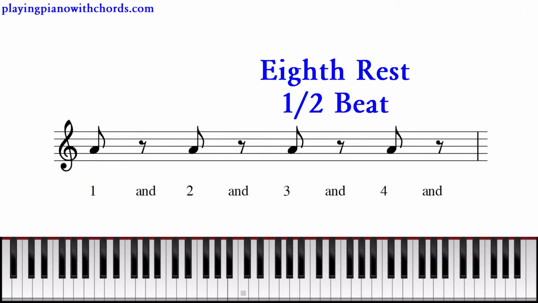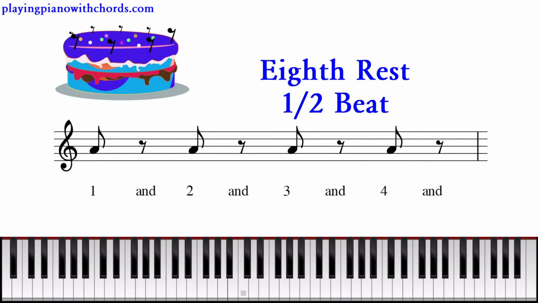Moving on, you have the 8th rest. It has the length of half a beat or half a quarter note, and you can memorize it by imagining the cake again, but this time it has 8 flags upon it. You know, these flags that you can buy for birthday parties. Okay, counting is 1, rest, 2, rest, 3, rest, 4, rest. So in this case, all the rests are on the ends. They could also be on the beats, of course.